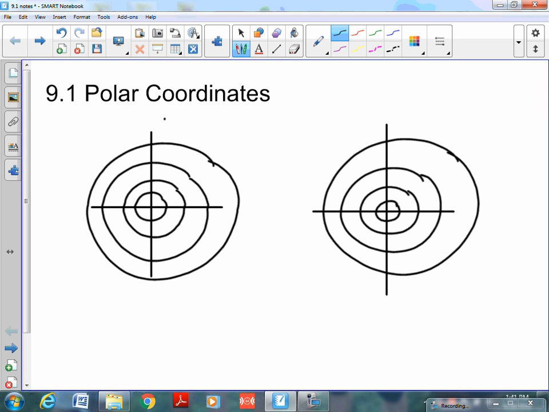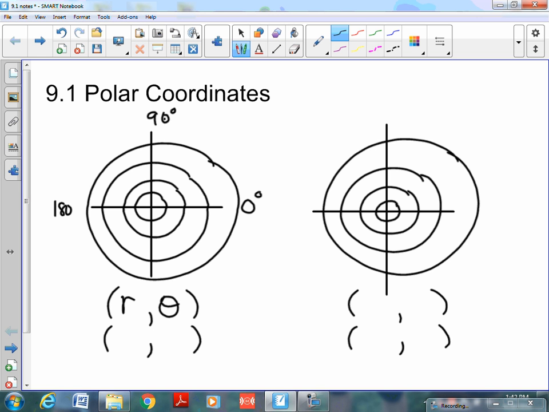You are still going to study ordered pairs, but it's not an X and a Y. It's an R, which stands for the radius of each of the circles up there, correct? And theta, which stands for the angle it makes. So for this one, this is 0 degrees, this is 90, this is 180, this is 270, and all the way back around is 360.